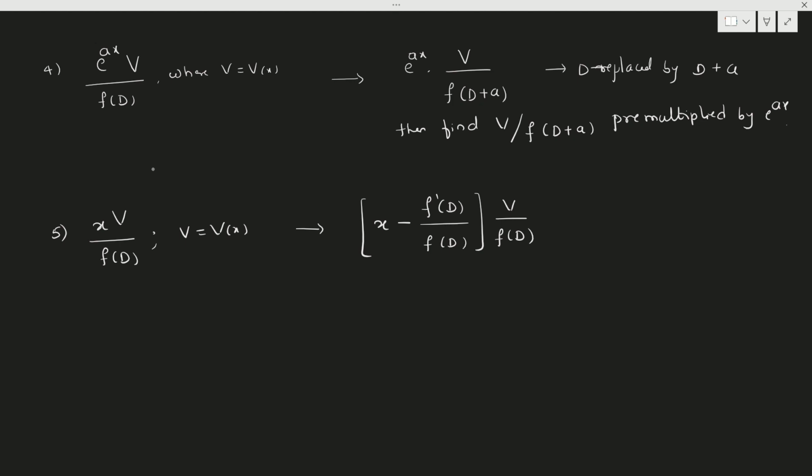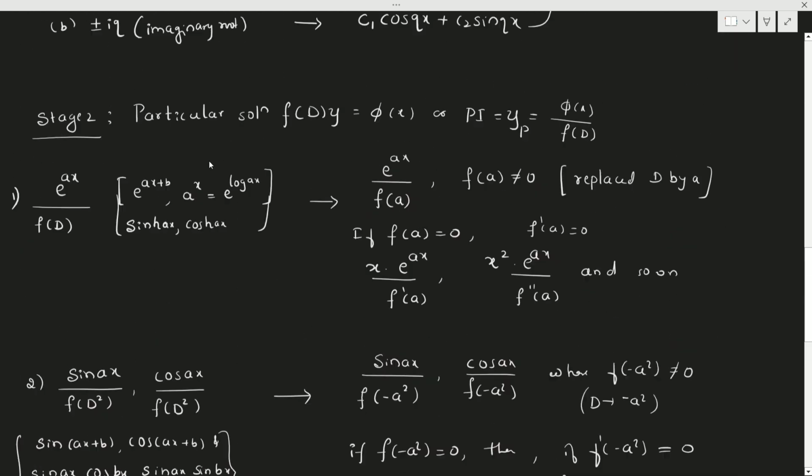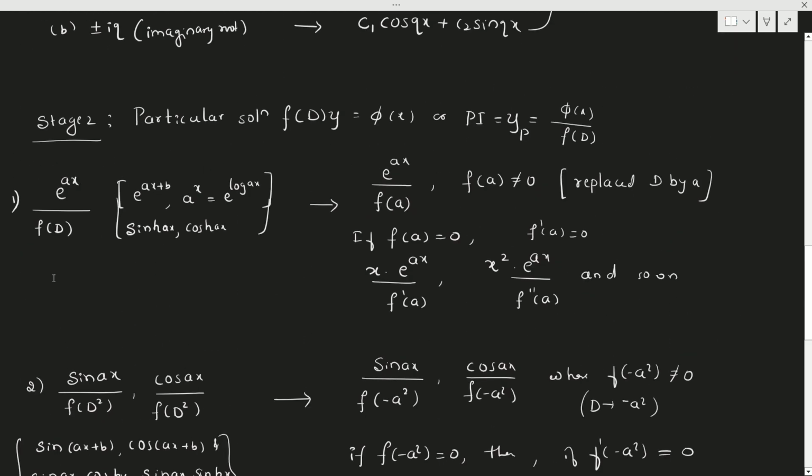When we go on solving examples on all the types, you will get how to use these methods to get the particular integral, as well as the solution of the given non-homogeneous differential equations. In the next video I am going to solve examples on type 1. What is type 1? Type 1 is e raised to ax by f of D form solutions. We'll see how to use these methods.